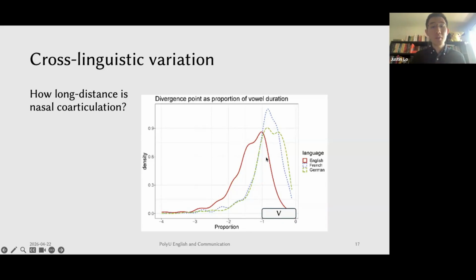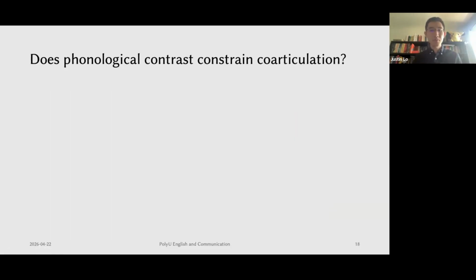Whereas for English, the peak is behind the vowel, and there is a very long tail here. So English really does seem to have this nasalization that stretches very far back. And we can see from the percentages that for the most part, English has this nasalization stretching beyond 100% of the duration of the vowel.